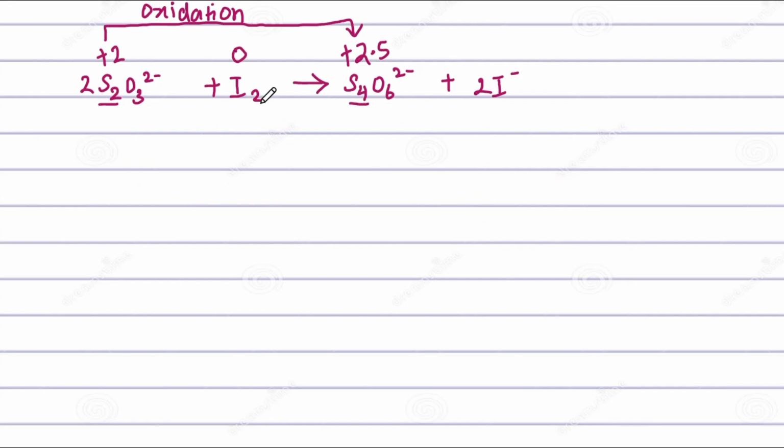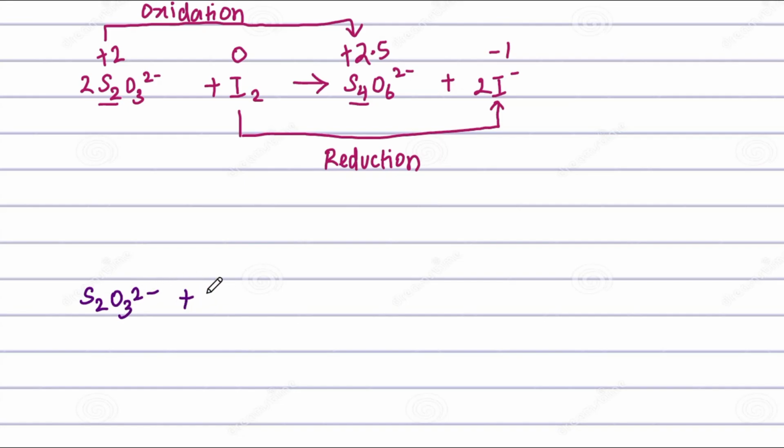Now, let us see iodine. In the free uncombined state, iodine is having the oxidation state of 0 and the iodide ion is having the oxidation state of -1. So, 0 to -1 is decrease in oxidation state. So, iodine undergoes reduction. Now, let us see the next equation. The next equation is S2O3 2- plus 5Br2 plus 5H2O gives 2SO4 2- plus 4Br-.